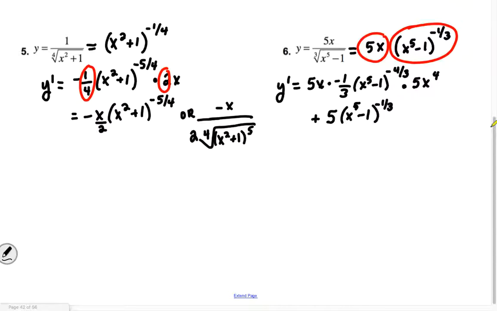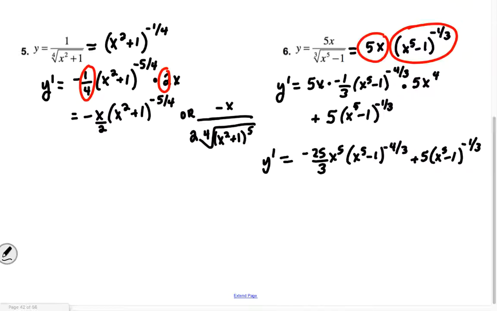But if you were going to combine, I would combine like your 5s, your x's. So you'd have negative 25 over 3x to the fifth, and then times that x to the fifth minus 1 to the negative 4/3, and then plus 5 times x to the fifth minus 1 to the negative 1/3. Like that would be combined. And then you could obviously put those on the denominator, get common denominators. There's lots of ways that you can change your answer.